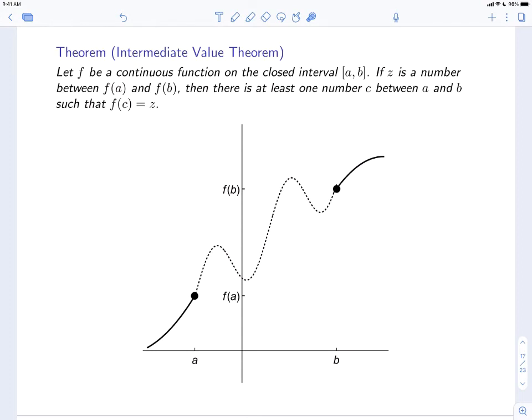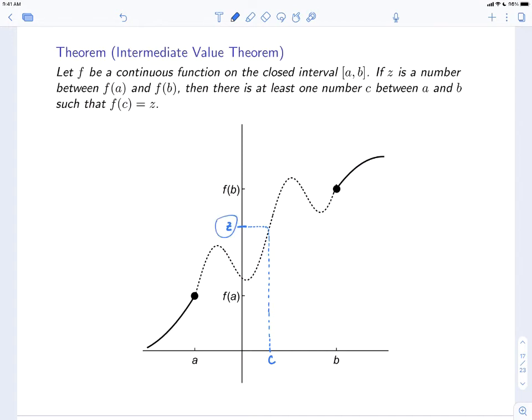Well, the intermediate value theorem tells you that if you pick any value that is between f of a and f of b, let's say we'll call it z, the intermediate value theorem tells you that there is some input that will achieve that as an output. And we can see that if we just look at the graph. So there's some c between a and b such that the output corresponding to that c is the given z.